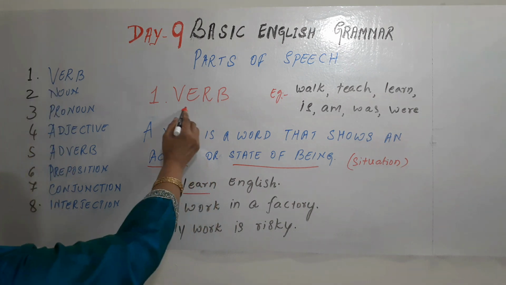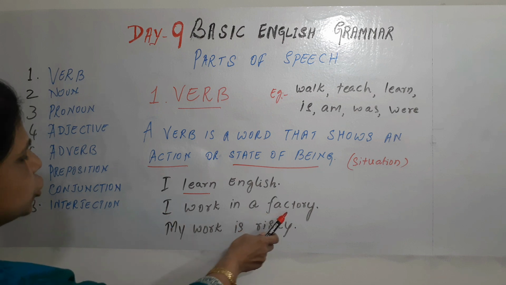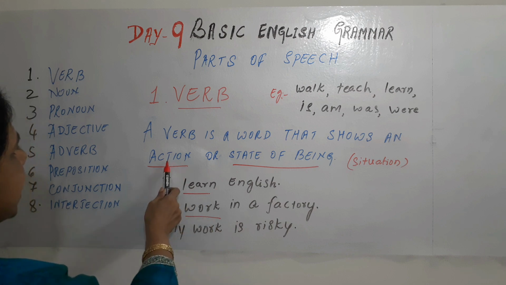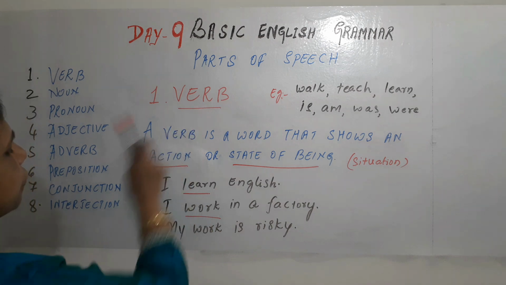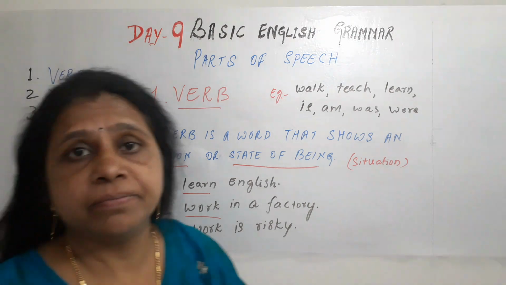is a verb. I work in a factory. So here also work is an action. So this is the verb, as well as here you can see, my work is risky. Though it is work, here work is not the verb.